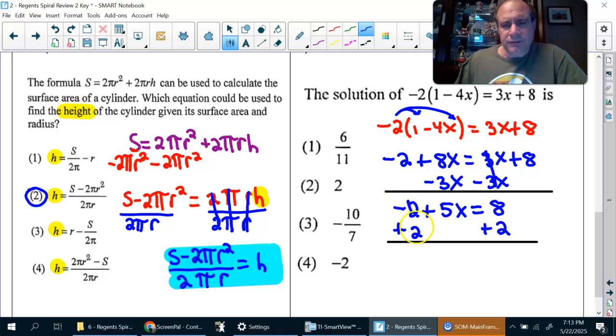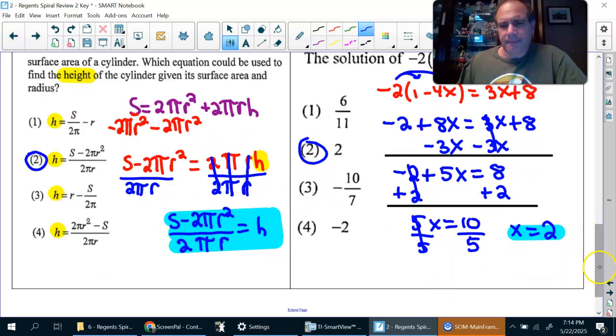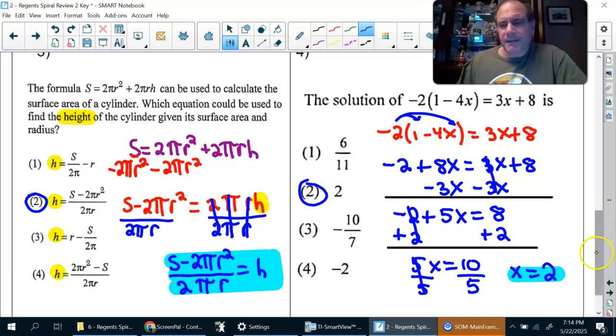This cancels, and you have 5x equals 10. And this comes out to be a nice whole number. Divide by 5 on both sides. x equals 2. And that is your final answer. We're going to highlight that, and we're going to circle 2. And that's it for that one.